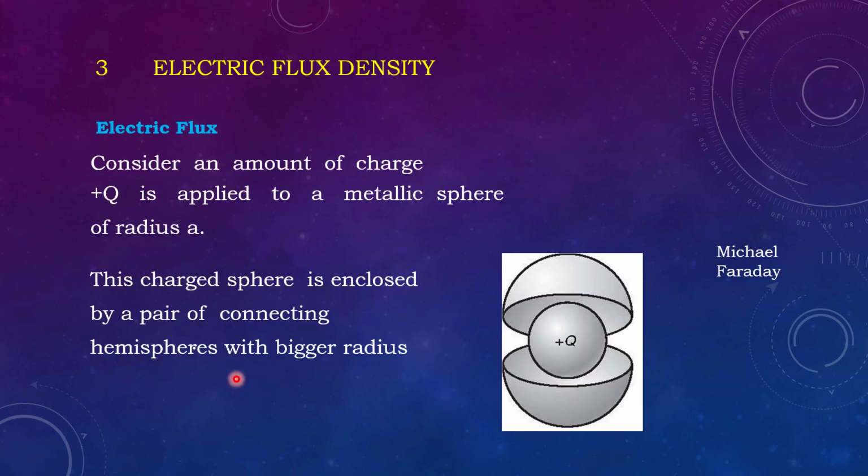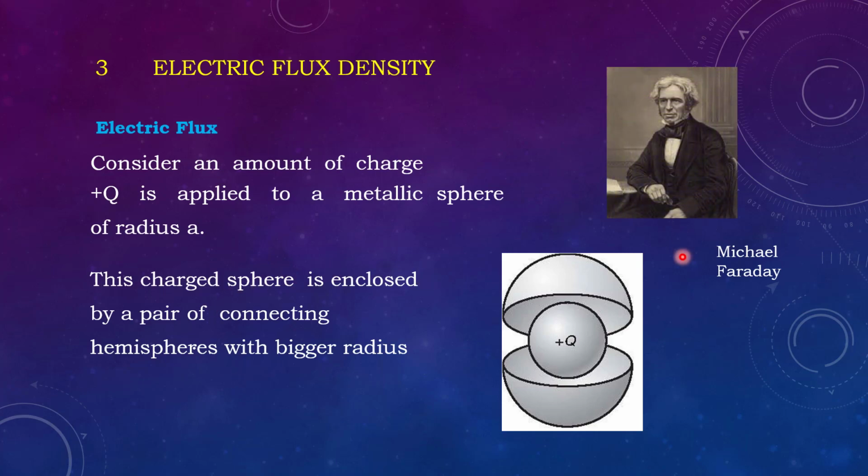Let us move to the third important parameter of electrostatics, that is electric flux density. This flux density was invented by a scientist known as Michael Faraday. He did an experiment and found that the intensity shows displacement, or the electric field shows displacement, and that displacement is measured in terms of electric flux.